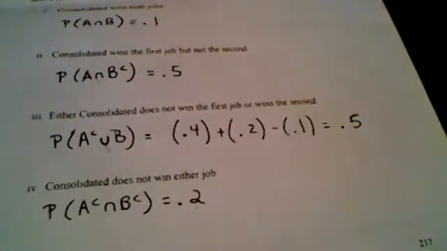And then number 4, if Consolidated does not win either job, that's A complement, meaning they don't get job A, and B complement, meaning they don't get job B, and that is 0.2, and that's noted by the part on the outside in the Venn diagram. So that takes you through your warm-up activity. So make sure you have all the answers on that, and you'll be able to put that away.